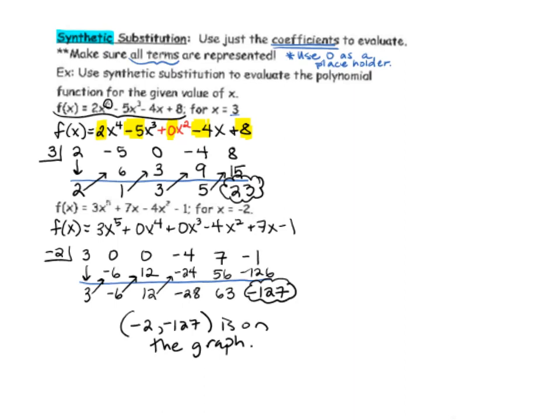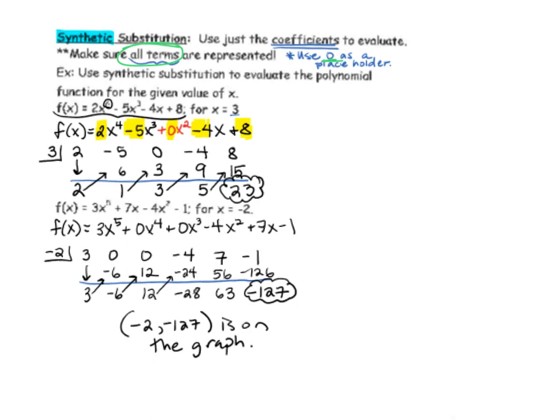The second type of substitution is new, and this is called synthetic substitution. In synthetic substitution, we don't plug in our x variable, but we use coefficients and manipulate them with a pattern to get an end result. Now, to use synthetic substitution, we have to make sure all terms are represented in the polynomial. So when you write your degree and then you go in decreasing order, if any exponent term is missing, we have to use 0 as a placeholder.